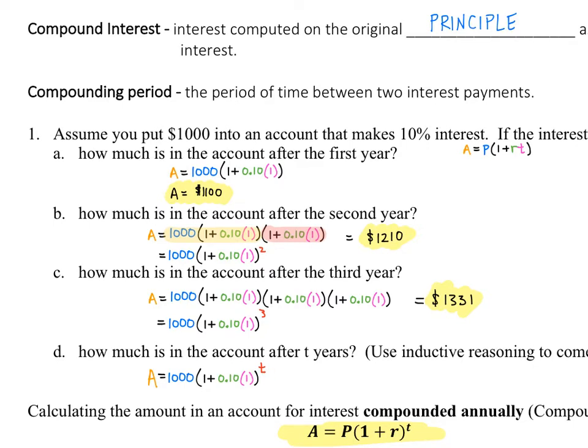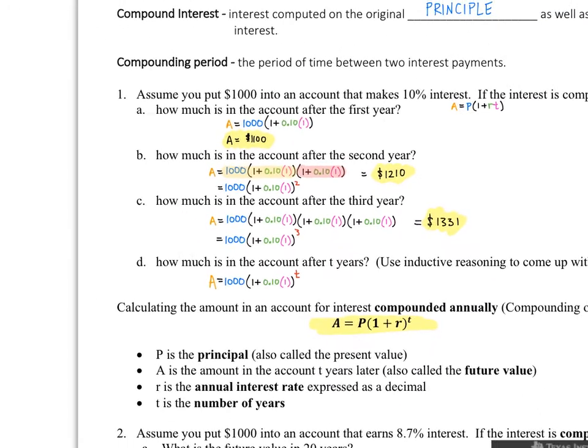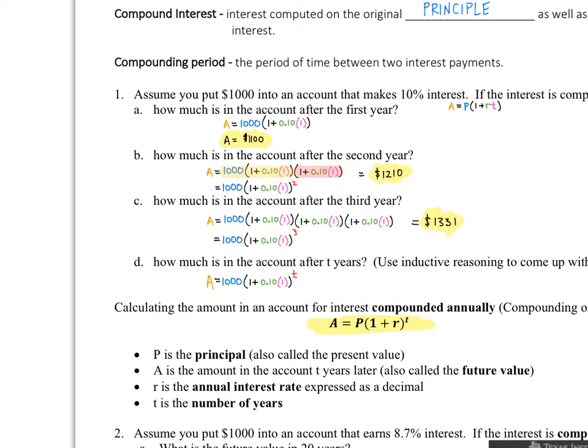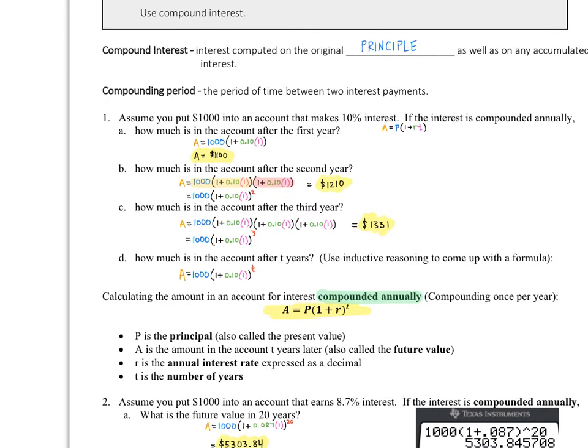So that's getting us into this formula here, where if it's compounded annually, that's key right there, then we have our formula: A equals P times 1 plus R raised to the T, meaning at the end of each year, it compounds the new interest. P is the principal, A is the future value or the amount in the account, R is the annual interest rate as a decimal, and T is the number of years that it's sitting in the account.